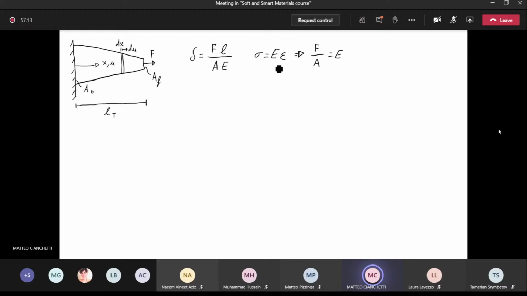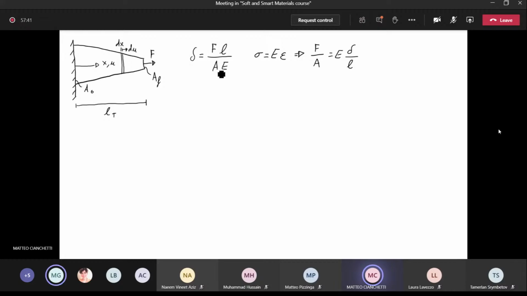This is the constitutive equation of materials. You can express the stress like the force on the area. Elastic modulus remains the same. The strain can be defined as, in this case, using the same symbols, the deformation on the initial length. So if you rearrange this equation, this is how you can obtain the one that I put here. Nothing really new. This is something that you already know.